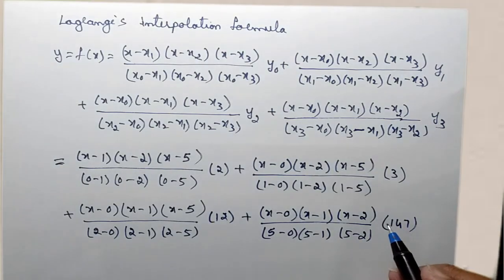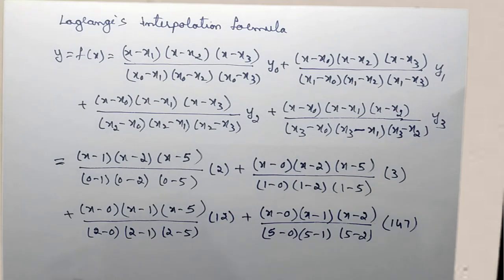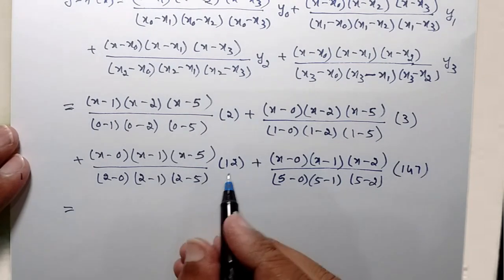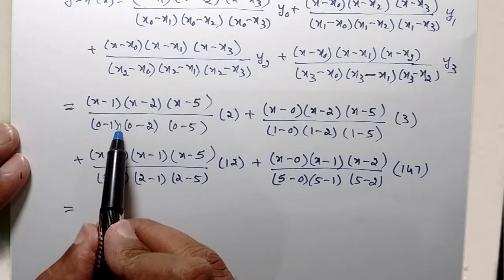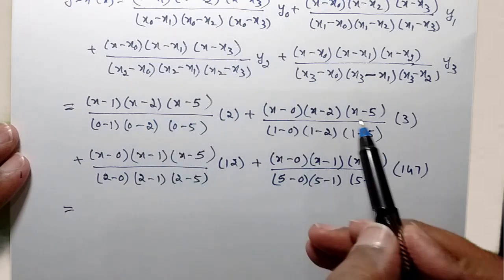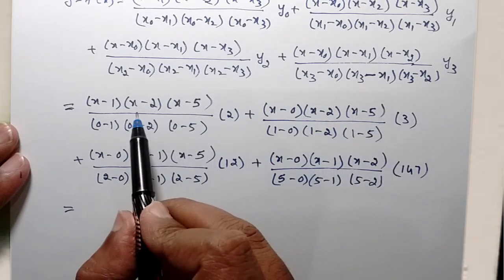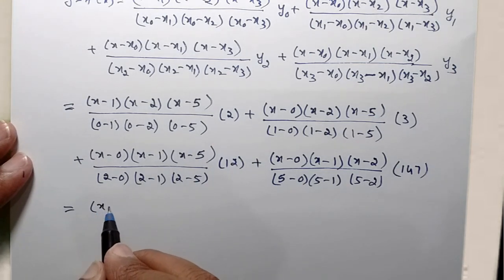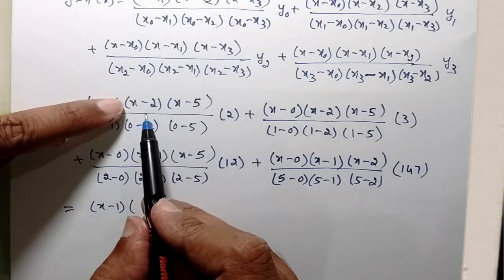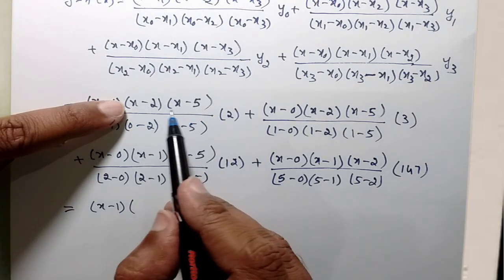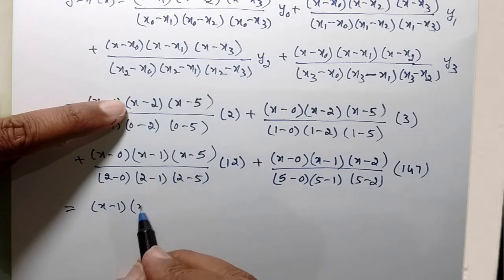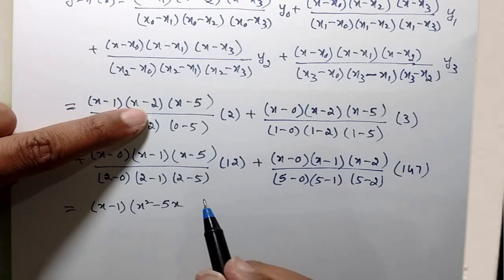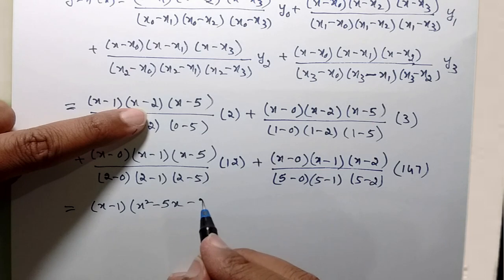So let us try to simplify this expression. Because you have x minus 2, x minus 5 here, and here also x minus 2, x minus 5 is a common value, it is better to multiply this one. So this 2 as it is, x minus 1 as it is. I have to multiply x minus 2 with x minus 5. First I will multiply x with x minus 5. So x into x will be x square, x into minus 5 will be minus 5x. With minus 2, minus 2 into x will be minus 2x.